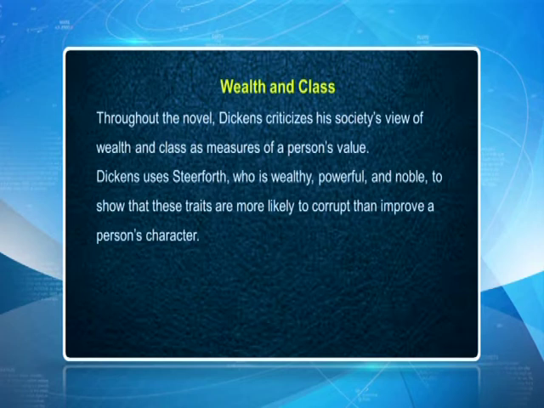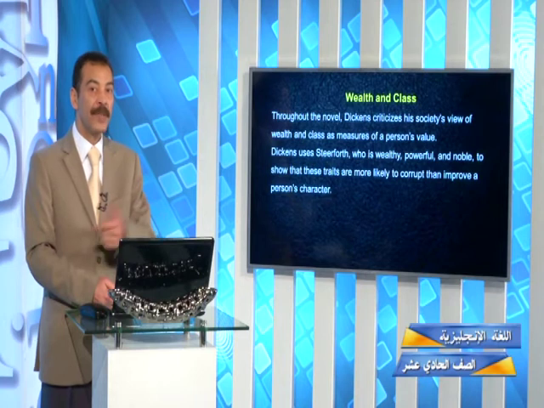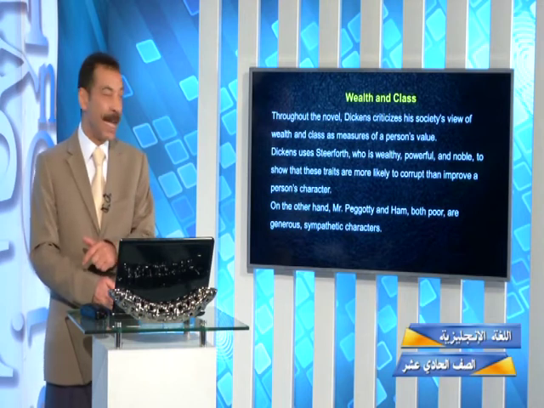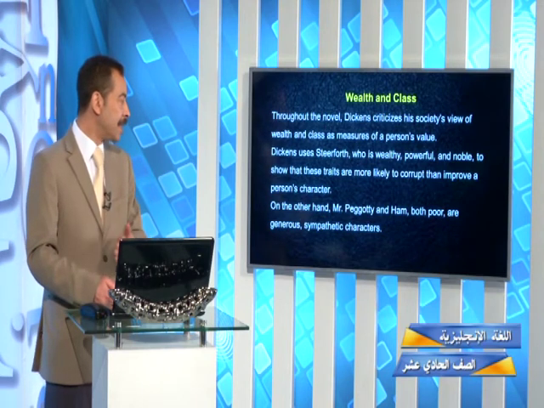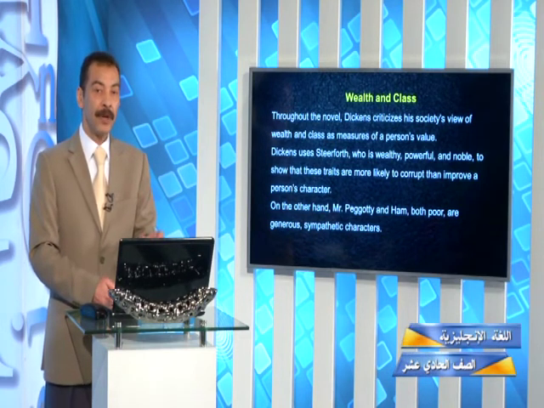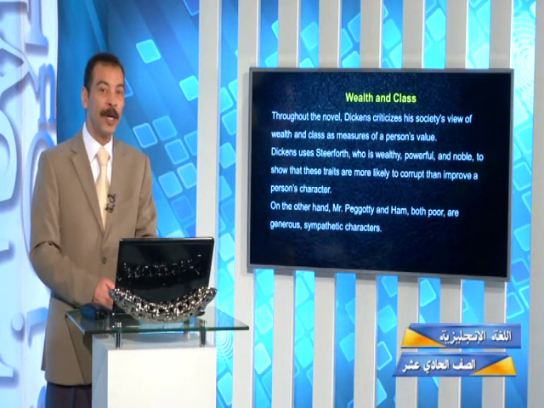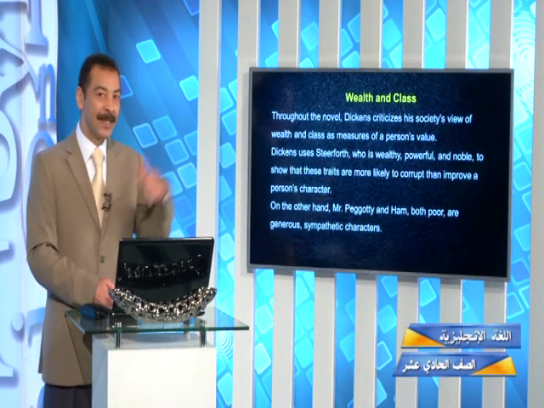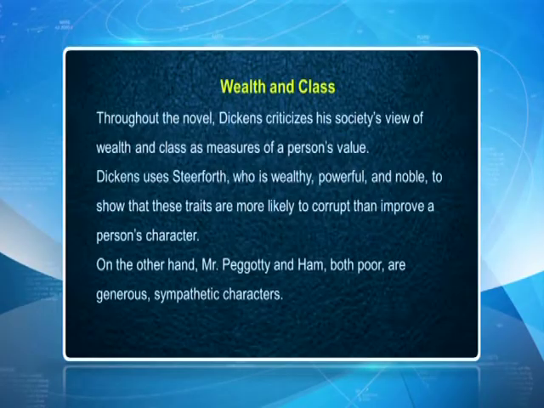He wanted to say that people who were rich were or had the possibility to become cruel because of their richness. On the other hand, Mr. Peggotty and Ham, both poor, are generous, sympathetic characters. So, in the eyes of the writer, people who were rich were bad people, and people who were poor were good people. Do you agree or disagree with him? Well, this will come in the next section when we are going to ask you to comment on these events.